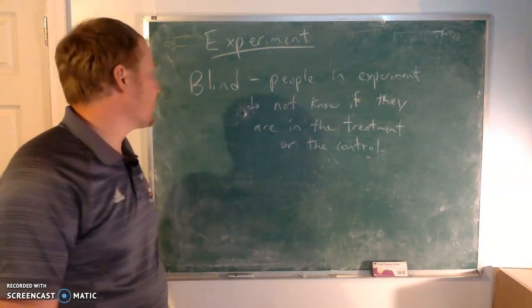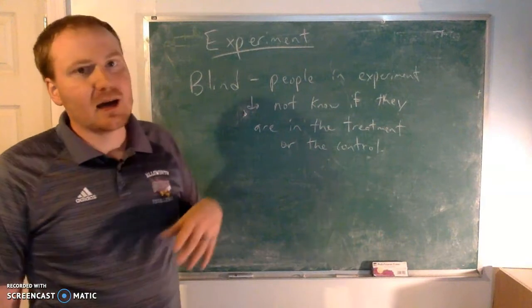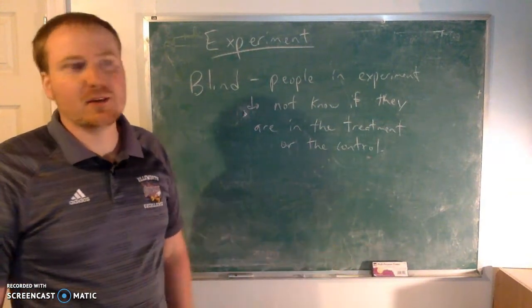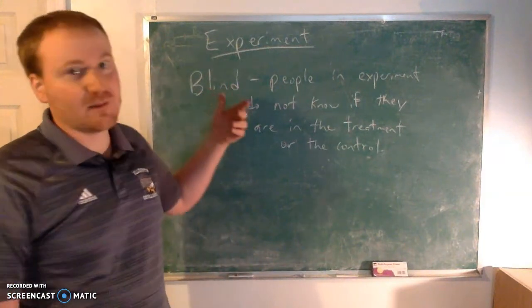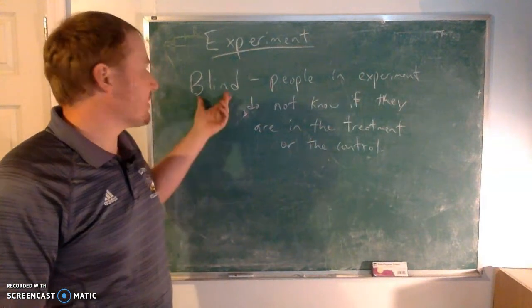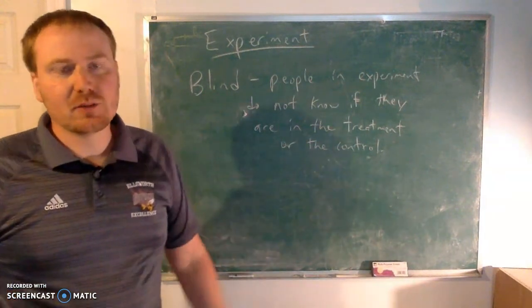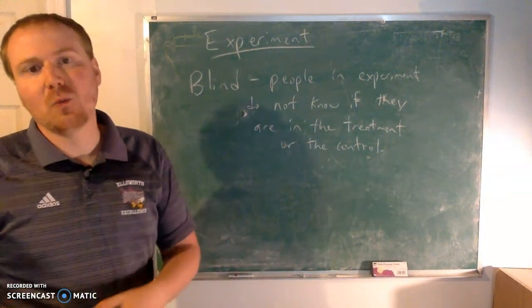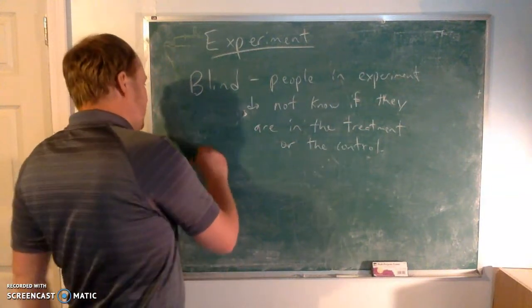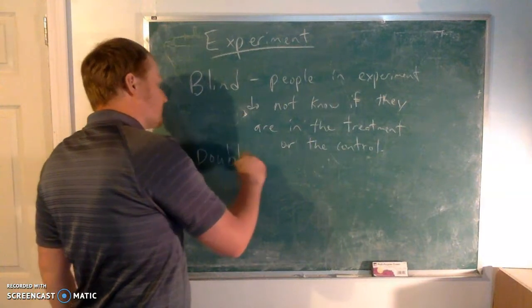Sometimes it's pretty impossible to have a blind study if you're looking at weight loss due to exercise, right? You can't blind somebody to the fact that they're not exercising or that they are exercising. So you can't always have a blind experiment, but usually if you can, you want to. There's another layer to that we call a double blind.